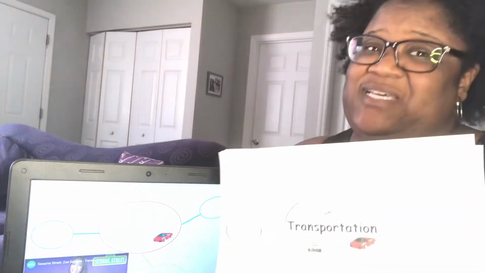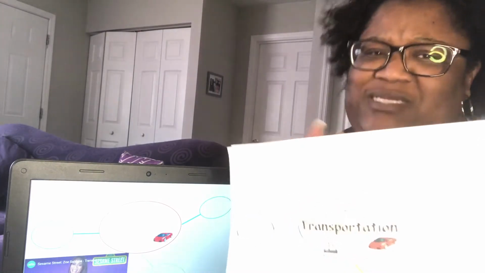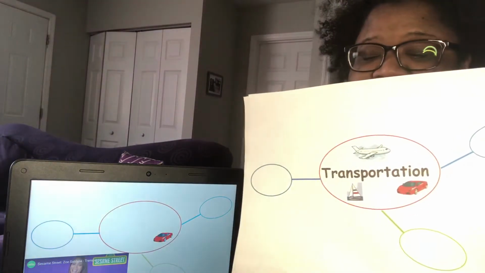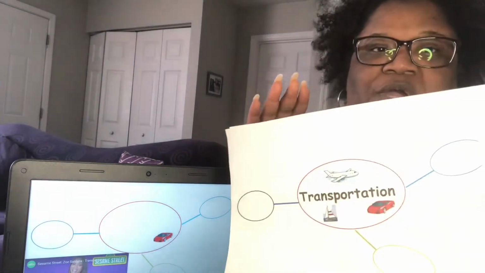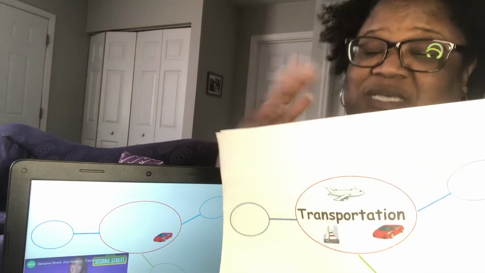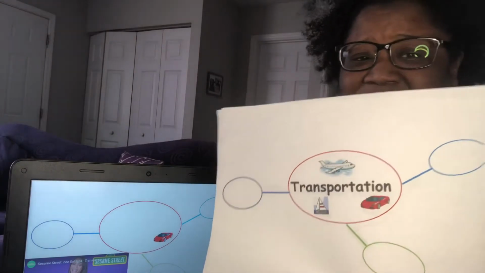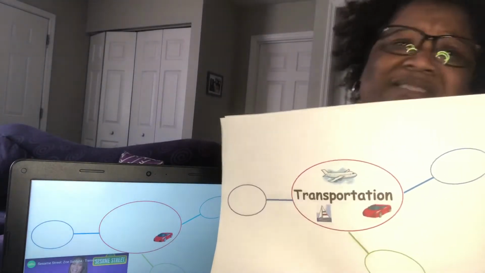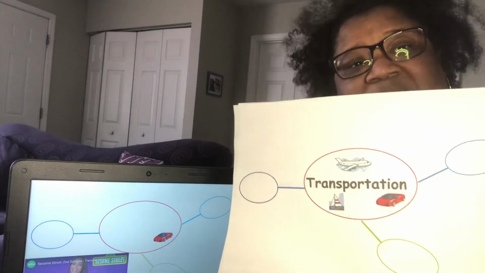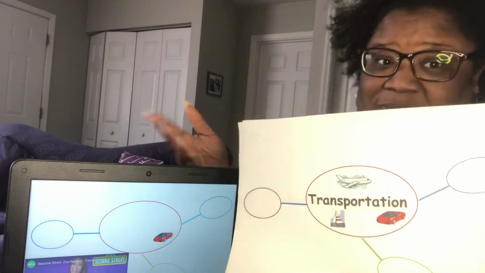I chose this because it's easy to use and easy to create. I created my own. I didn't use a template only because the templates had more lines for subtopics that I wanted to use. So our subject here would be transportation, and that will go into the big oval. And then we will find different subtopics to talk about.